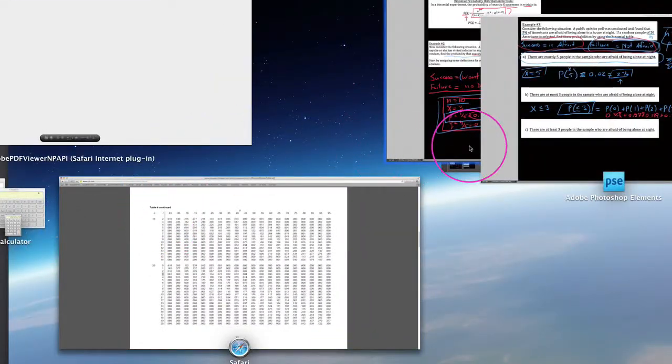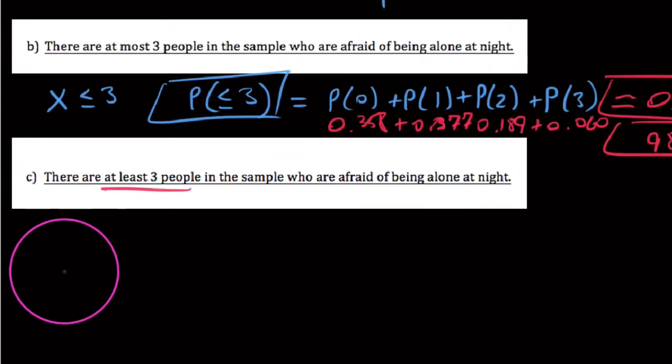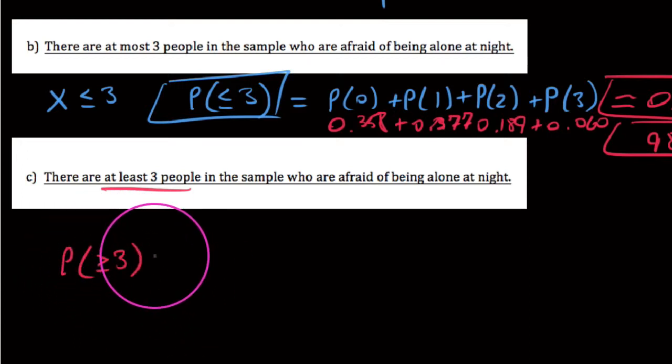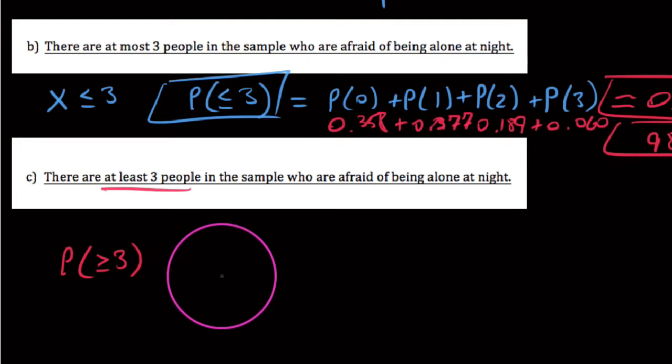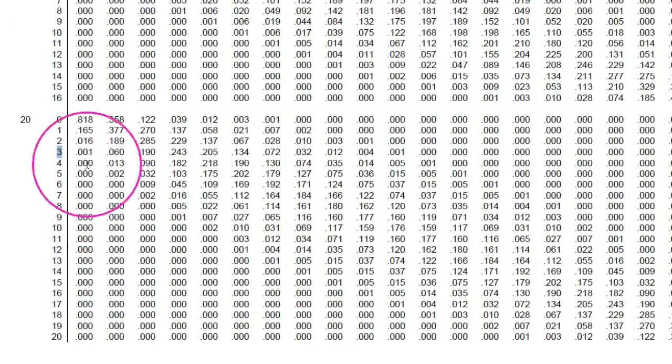Okay, so here comes the kicker. This last one, we say find the probability that at least 3 people in the sample will be afraid alone at night. So we say probability of greater than or equal to 3 people. So here's the unfortunate thing about this, and I could write it all out. That'd be 3 or 4 or 5 or 6 or 7 or 8 or 9 or 10 or 11, 12, 13, 14, 15, 16, 17, 18, 19, 20. Do I really want to go over to my table and say 3 or more and add up 0.060 and everything below this? You notice that they start to drop out after a while.